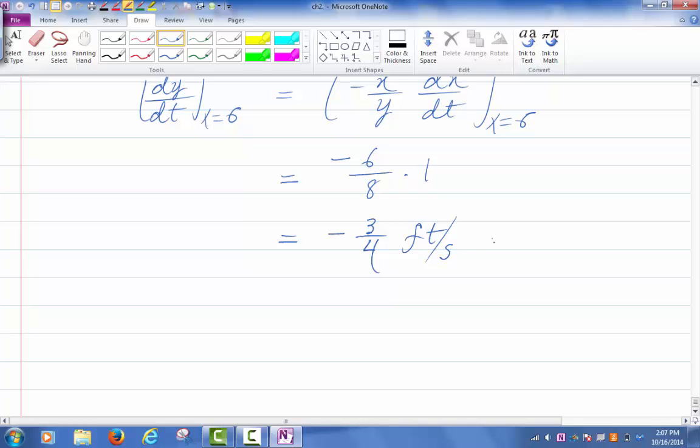Does the negative sign make sense to you? The top of the ladder is sliding down, so that means the quantity y is decreasing. So it makes sense to have negative, because y is decreasing. Is everybody okay? Any questions? Everybody's okay with that problem?